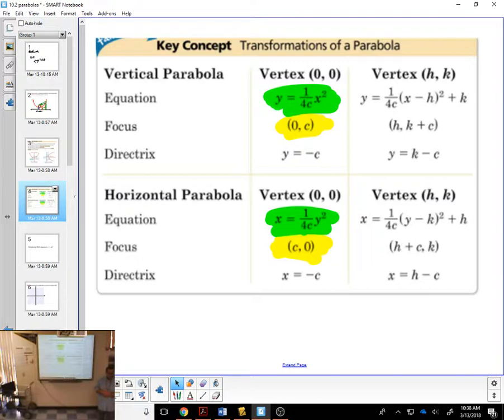I thought H was up and down. No, H is horizontal. K is your up and down. Okay, so if you forgot, there's a refresher for you. K is up and down. H is horizontal. Okay?